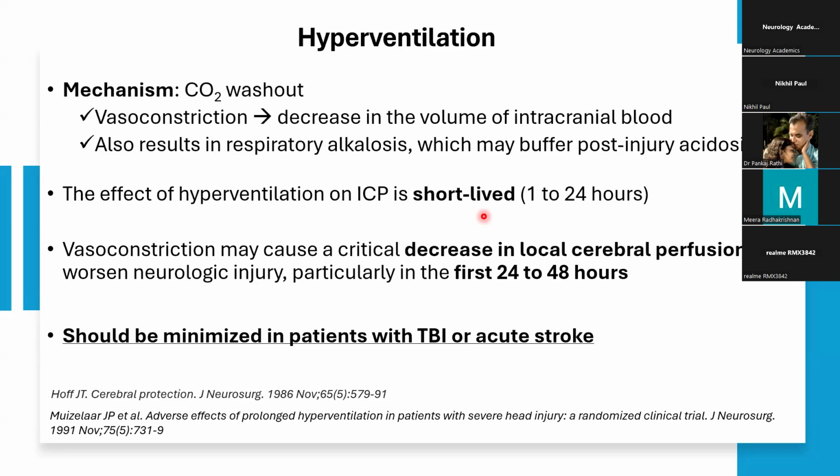So if you want to preserve the collateral supply area, two things need to be properly managed. One is the ICP. Number two, you should not be using hypocarbia. And maybe even if you are using it for a few minutes, there is always a risk of losing the collateral supply area.